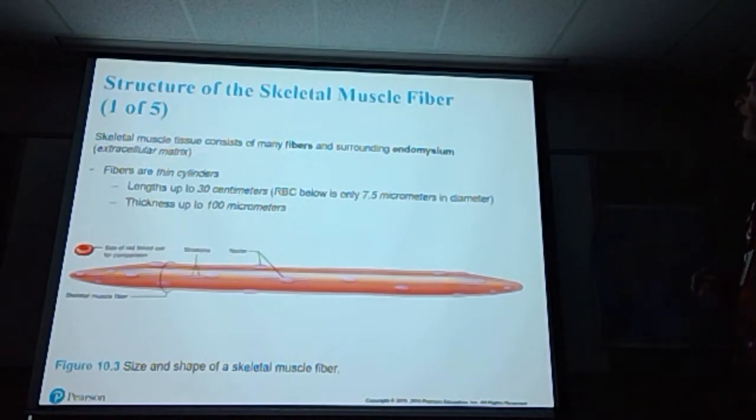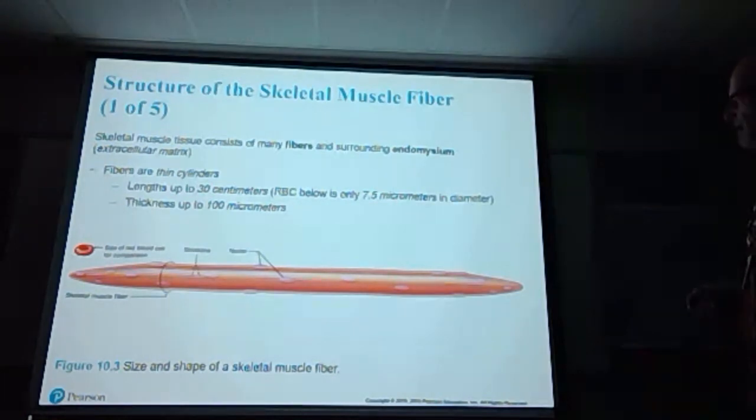consists of many fibers and surrounding endomysium, which is the extracellular matrix. The fibers are thin cylinders. They can be up to 30 centimeters long. The red blood cell below is only 7.5 micrometers in diameter. So there's your red blood cell, 7.5 micrometers, and there's a typical muscle cell.